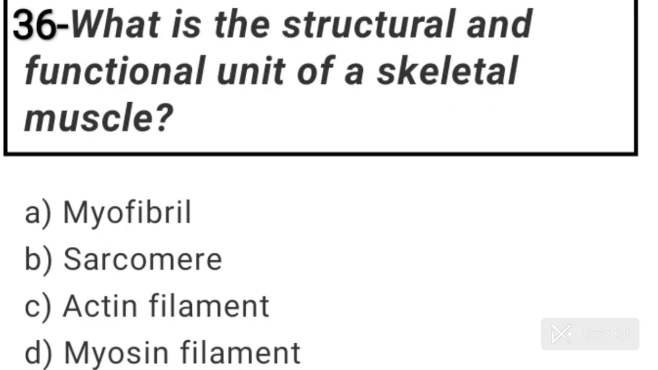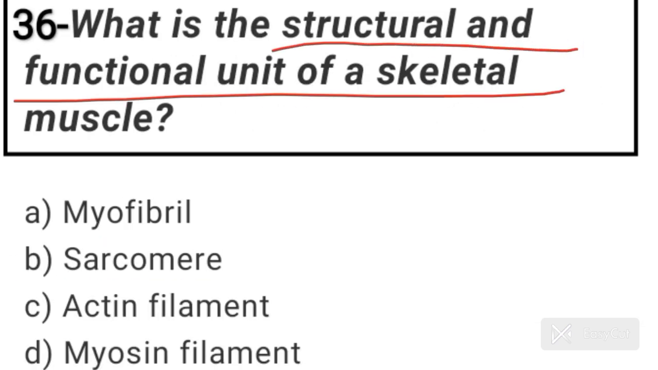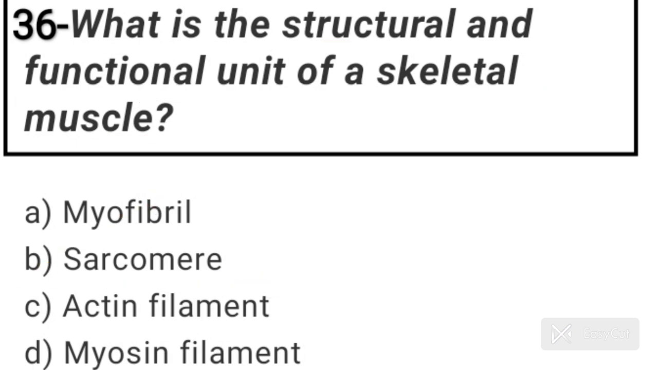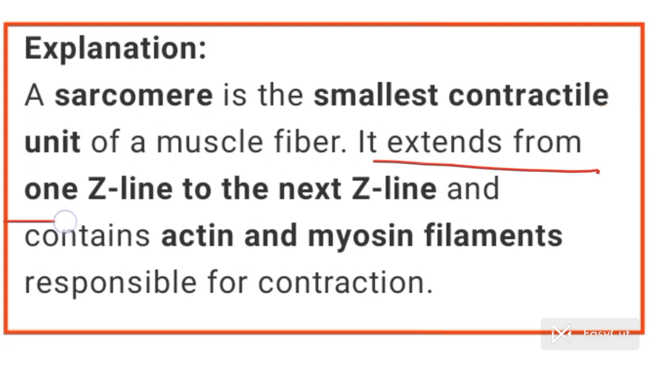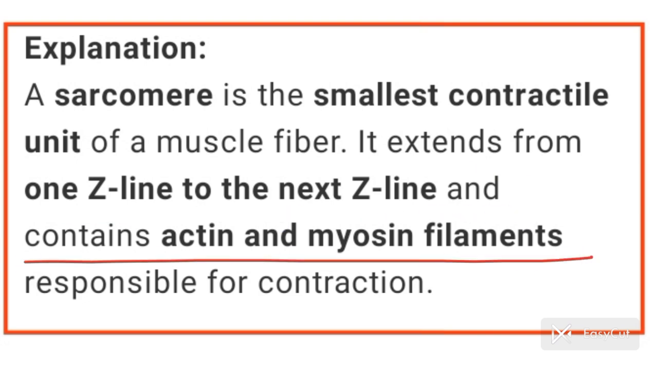Question number 36. What is the structural and functional unit of a skeletal muscle? Option B is correct here. Sarcomere is the structural and functional unit of a skeletal muscle. A sarcomere is the smallest contractile unit of a muscle fiber. It extends from one Z line to the next Z line and contains actin and myosin filaments responsible for contraction.